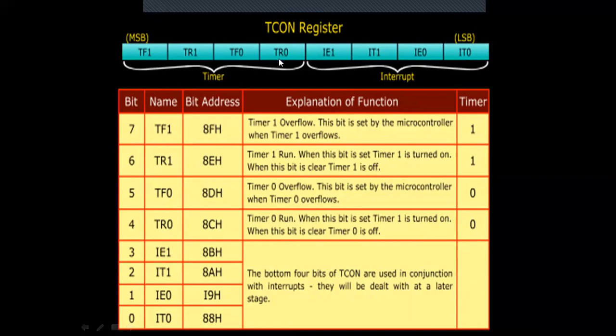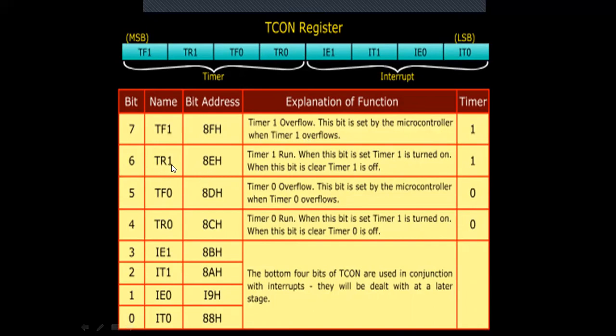So by now you might easily understand that TF1 may be for timer 1 and TF0 may be for timer 0. Similarly, TR1 is for timer 1 and TR0 is for timer 0. So TF1 is the timer 1 overflow flag. This bit is set by the microcontroller when timer 1 overflows.